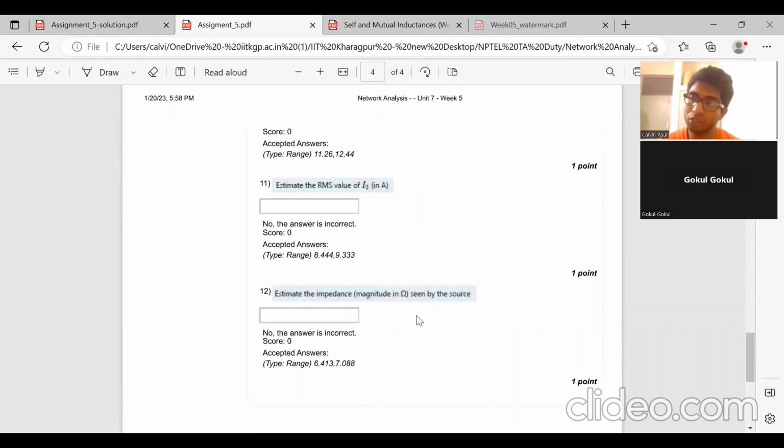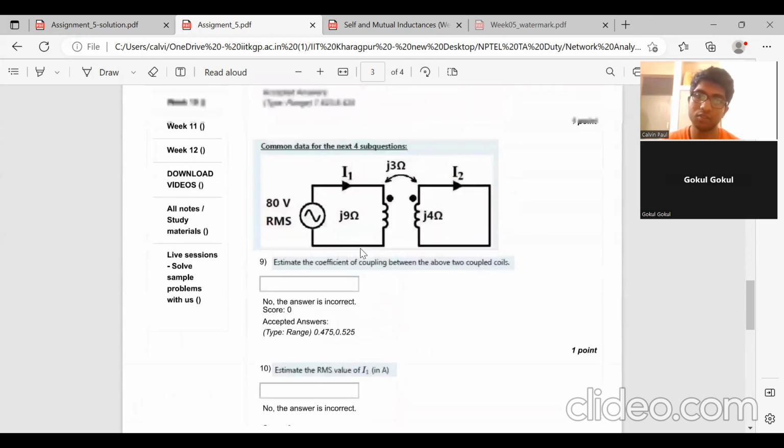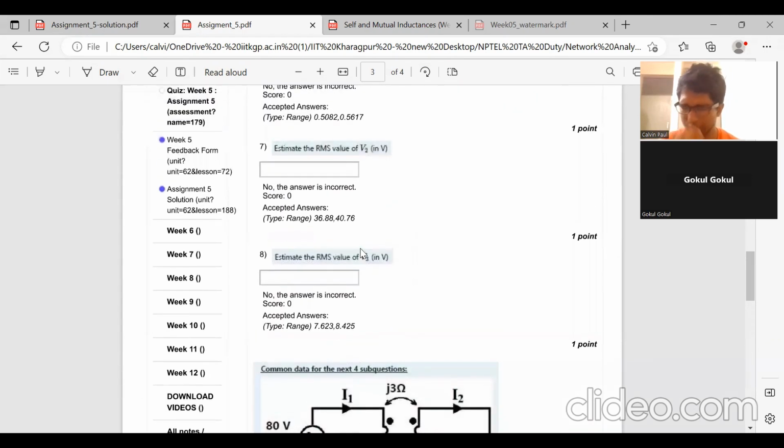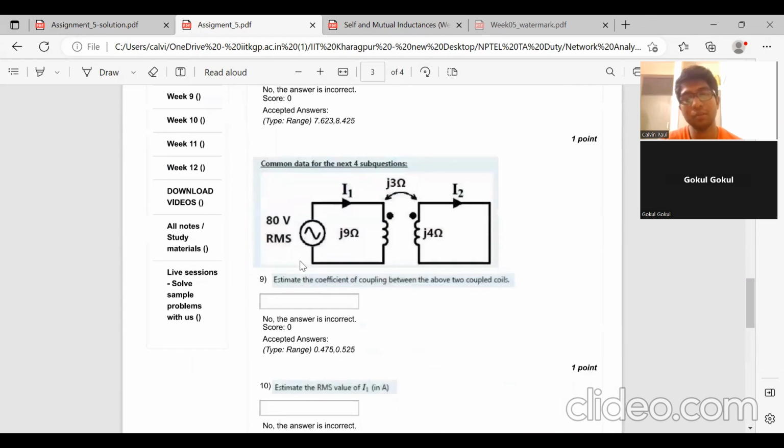Such things you must be watchful and careful about. RMS value means you take only the magnitude. Don't consider the polarity, negative or positive; you must ignore that. And you must remember, 80 volt RMS means the RMS value is 80 volt.